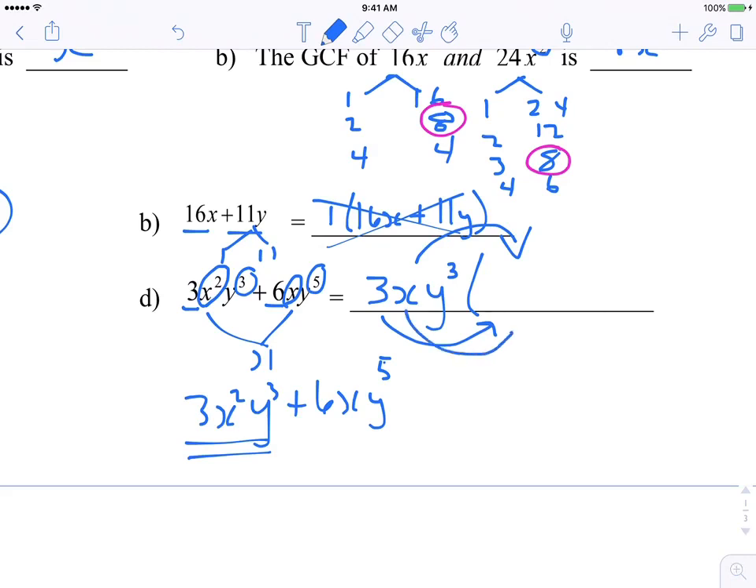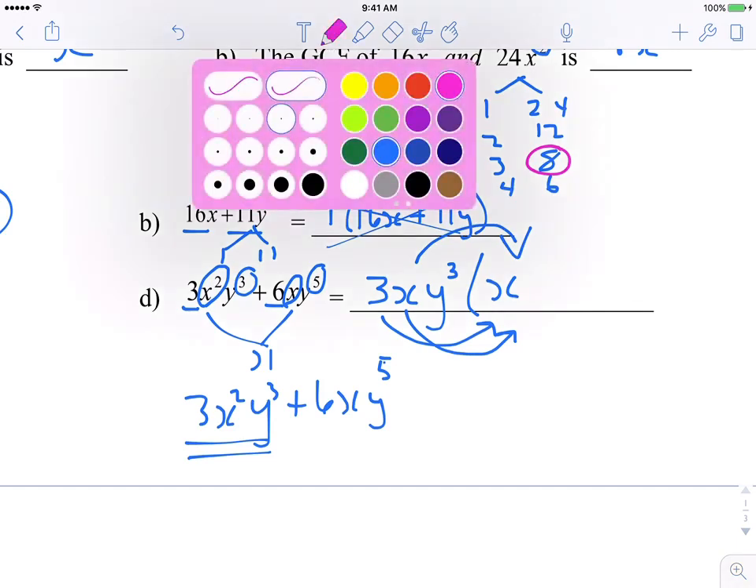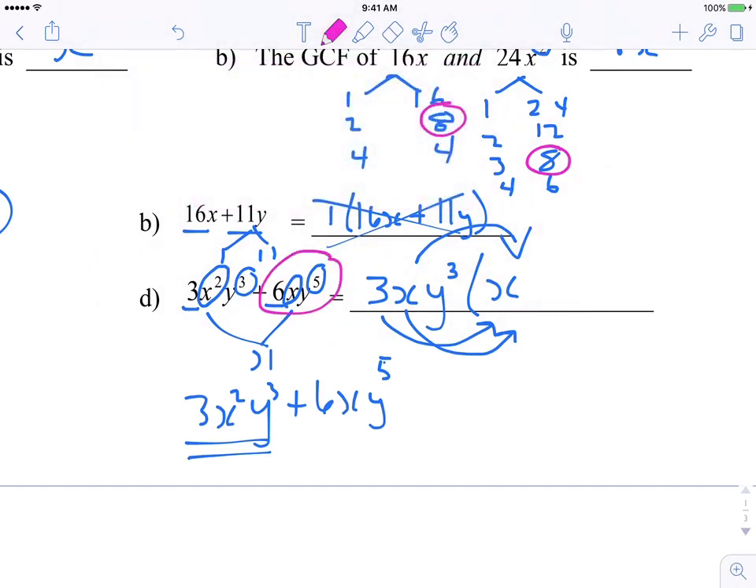X times what would get me the x squared? Well, x times x, and I already have y cubed. So there's nothing else I would have to multiply this by. Once I distribute 3xy cubed to the x, and I multiply, I will get 3x squared y cubed, which is exactly what I want.